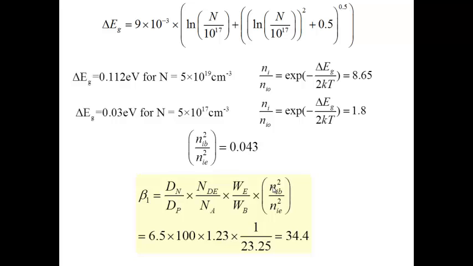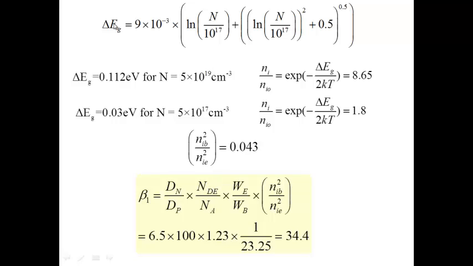All right. So if I look into this expression here, this says that if you increase the emitter doping, you get an increase in gain. Yes, this expression tells you that as you increase the doping, you get an increase in gain. But as you increase the doping, what happens?